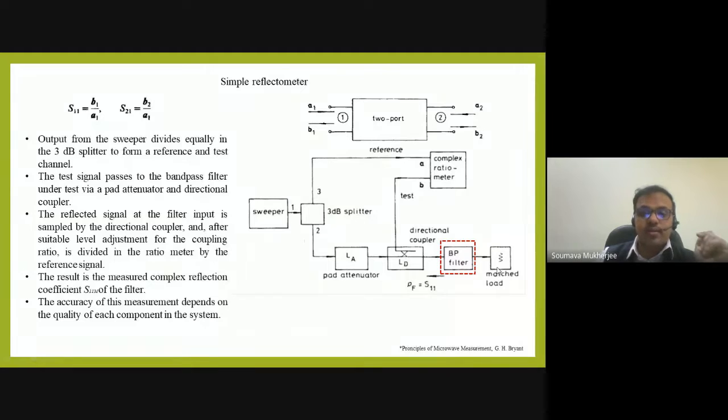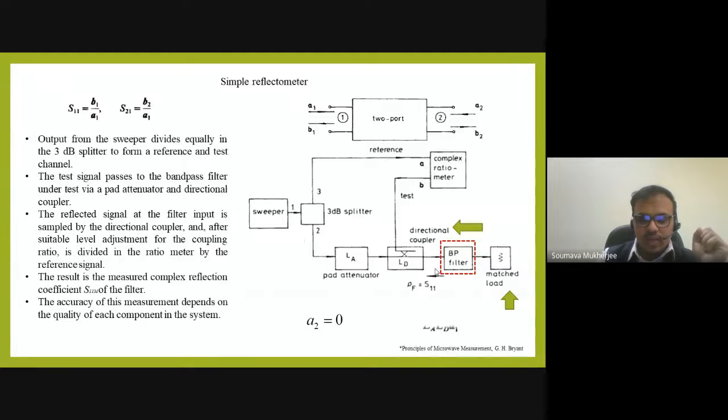Okay, but there is a problem. The problem is the errors in the different instruments. That means there are multiple components. There is a component called 3 dB splitter. There is a component called directional coupler. All these components may have some error in between, and that will create a problem. How? So let's see.